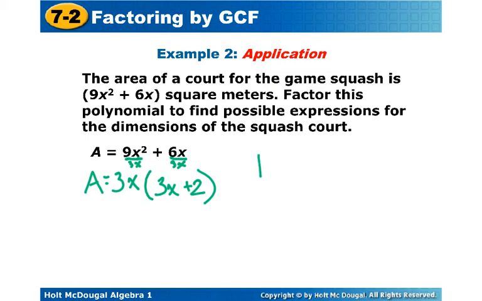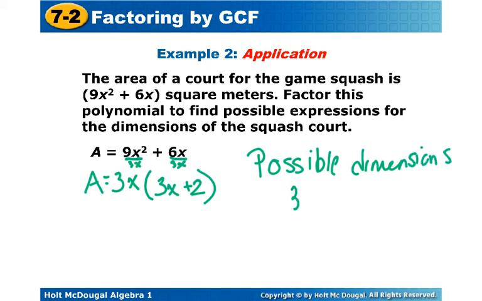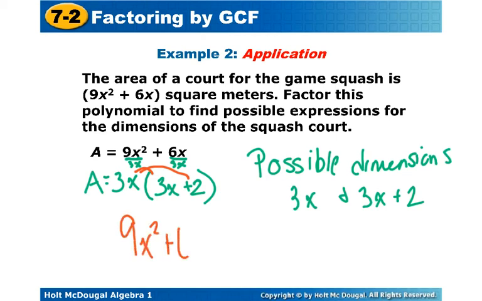So that means your possible dimensions for the court could be 3x and 3x plus 2. Because if you double check your work by distributing, you get 9x squared plus 6x. And that's what we originally started out with. Okay, so you're doing the same exact thing that we were just doing, except now you're finding possible dimensions.